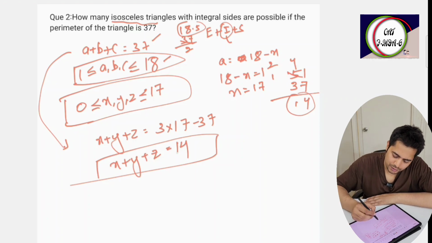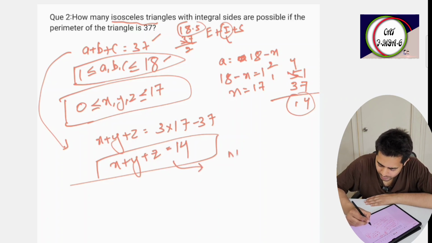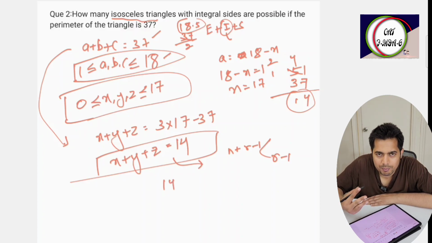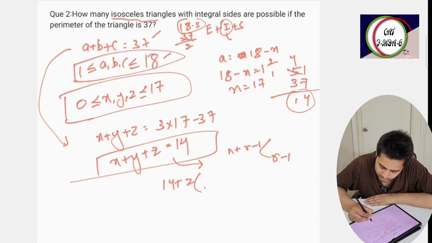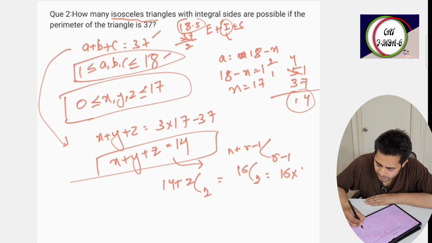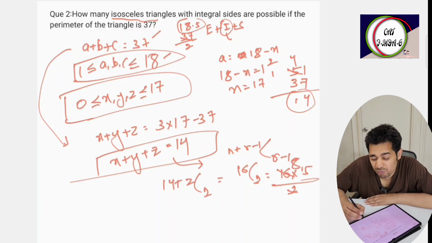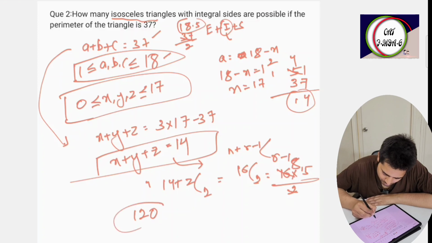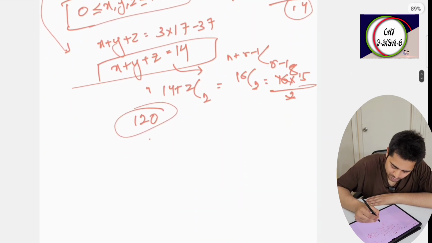Here the number of solutions can be found by n plus r minus 1 C r minus 1. N is 14, r is always 3, so r minus 1 is going to be 2. 14 plus 2 C 2 is equal to 16 C 2, which is 16 into 15 by 2. You have to be a bit fast. Once you solve one or two questions, it will be easy for you. So 15 into 8 is 120. So there are a total of 120 solutions.